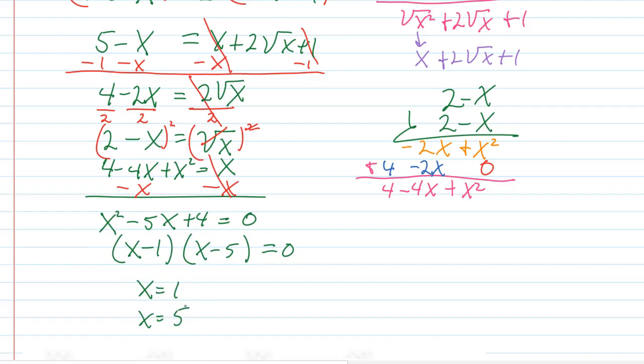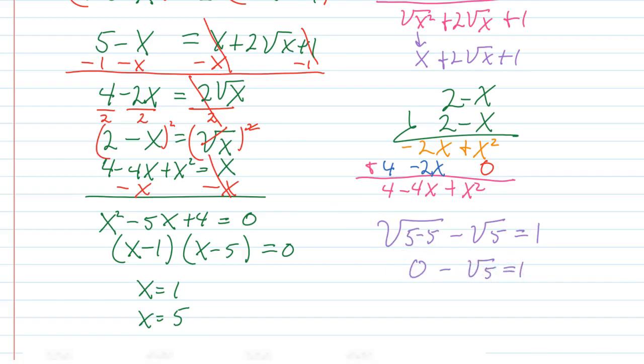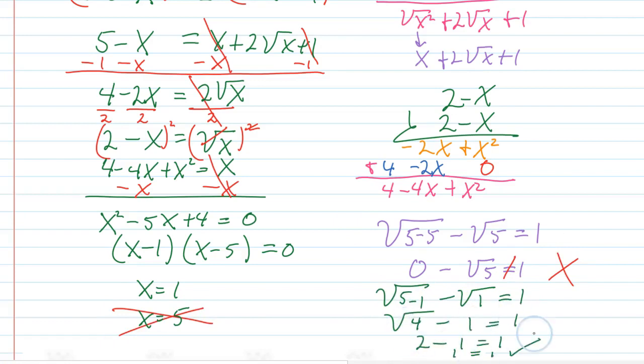Now, I just told you, you need to go back and check for extraneous solutions. So I'm going to take 1 and 5 and plug those back into our original equation. Well, does negative square root of 5 equal 1? We know that no, it does not. So x cannot equal 5. Now we check the other number. And we know that yes, 1 does equal 1. So our one and only answer is x is equal to 1.